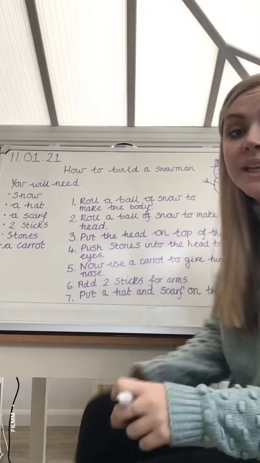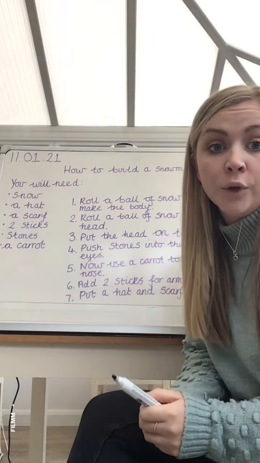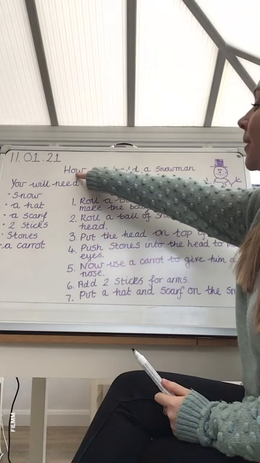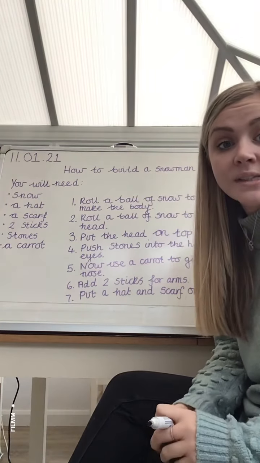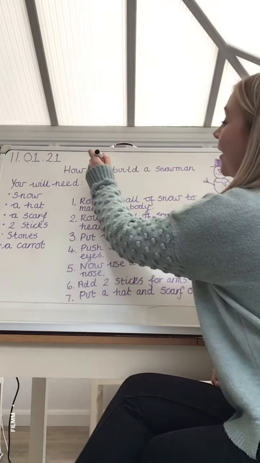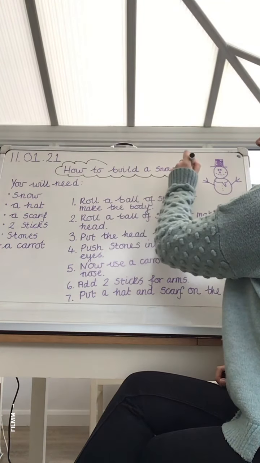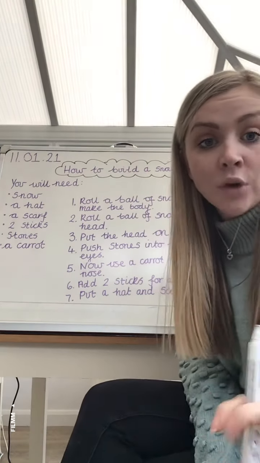Now the first thing we need when writing a set of instructions is a title. This is to tell the reader why they are following the instructions, so what they are trying to do. Now, my title is How to Build a Snowman because that is what Pedro wants to learn how to do. So I'm going to identify the first feature by putting a circle around it. The title is How to Build a Snowman. That tells Pedro what he's learning to do.